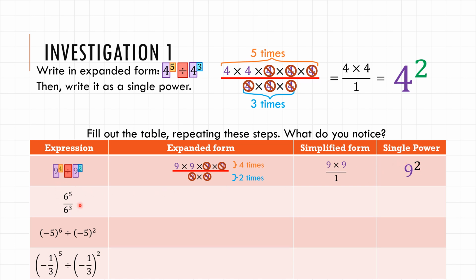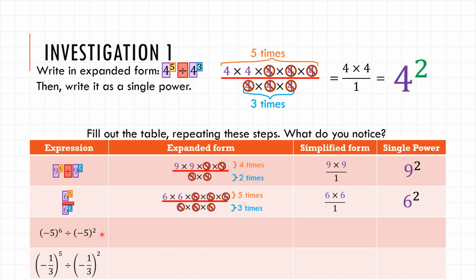Our next row here is 6 to the power of 5 divided by 6 to the power of 3. This is 6 multiplied by itself 5 times, divided by, this means the same thing as this division symbol, 6 multiplied by itself 3 times. These will start canceling each other out. And once we run out of 6's to cancel out, because we've run out of 6's on the bottom here, we're left with just 2 on the top, and that would just be 6 to the power of 2.